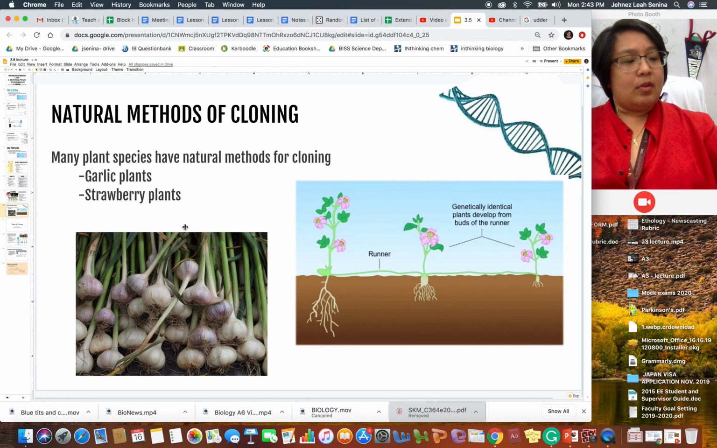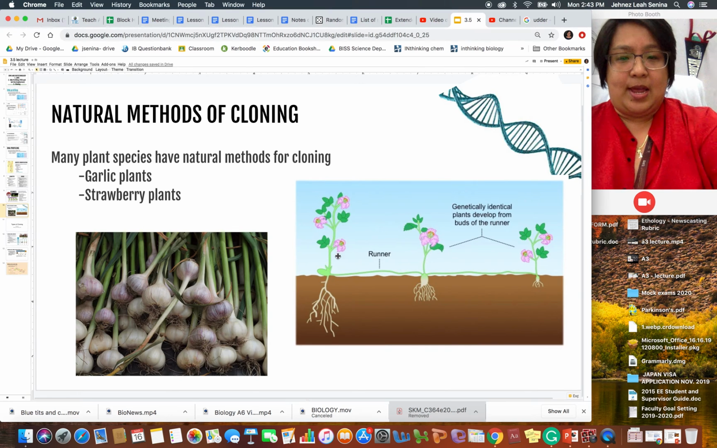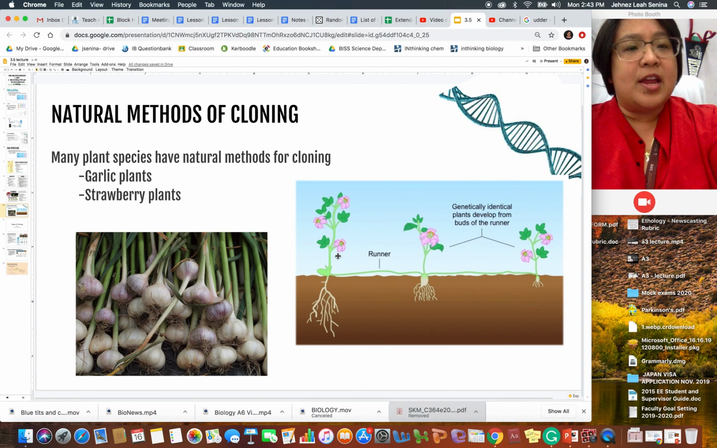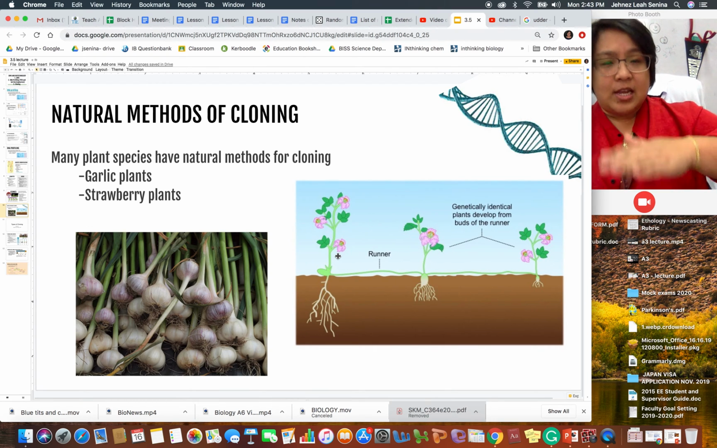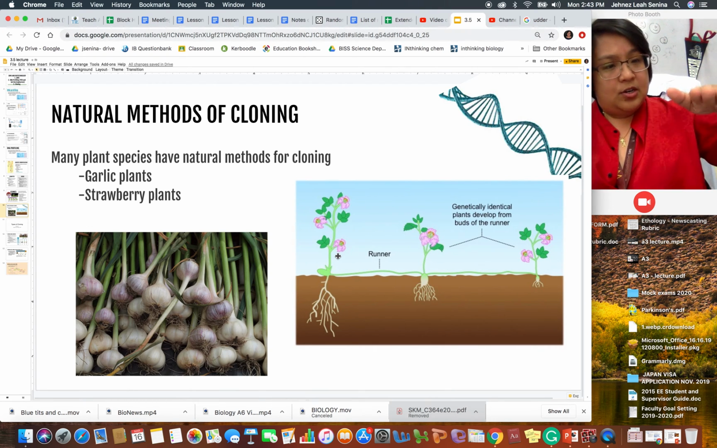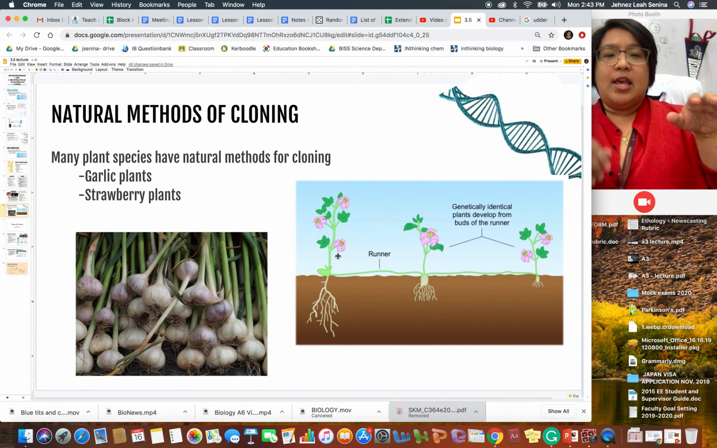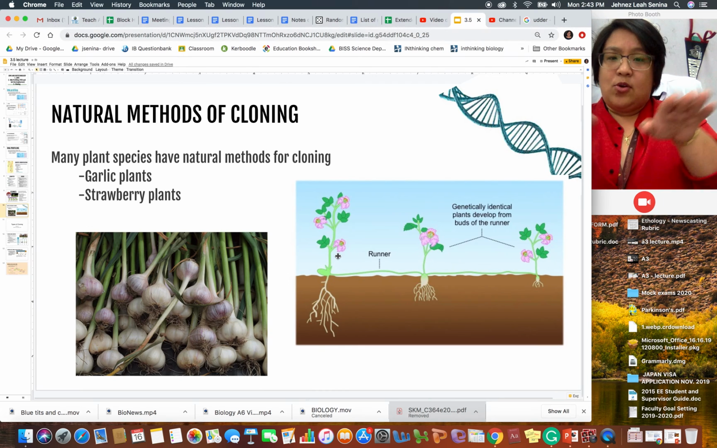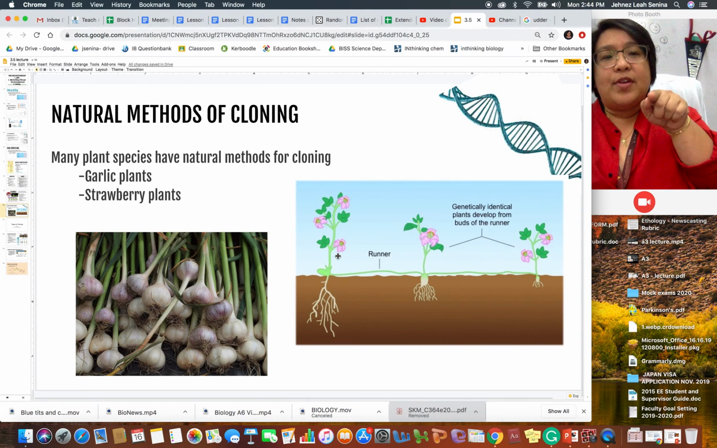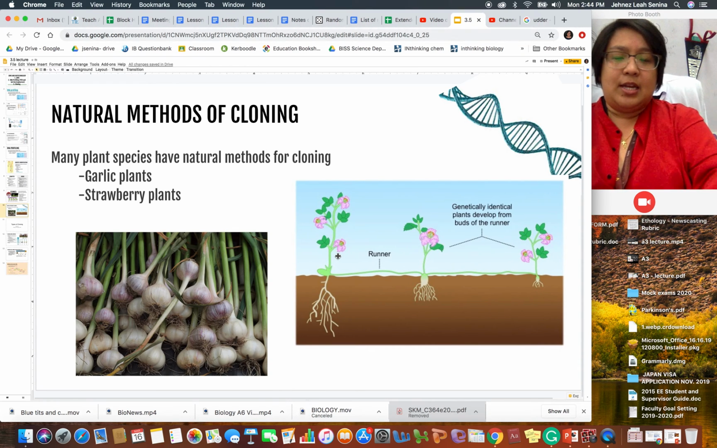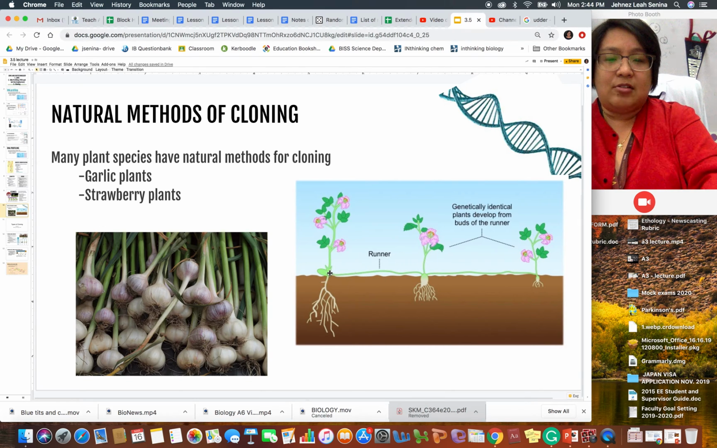Another example of cloning for plants is your strawberry plants. I don't know if any of you have been to Baguio. They have a strawberry field. Strawberry plants don't grow tall. They're a very short plant. And then they grow laterally. Well, they grow vertically, and then some of their stems grow laterally. We call them runners. They have lateral stems.